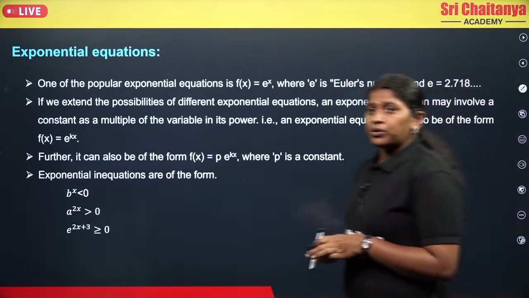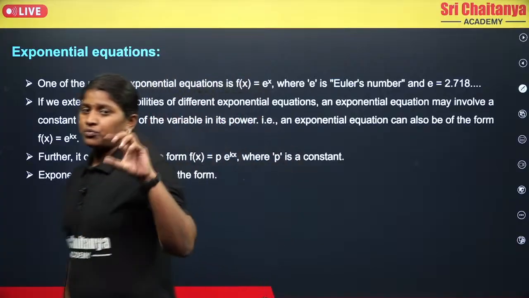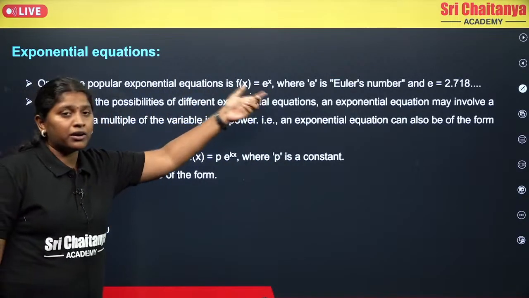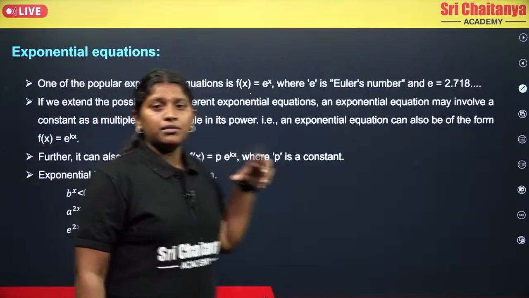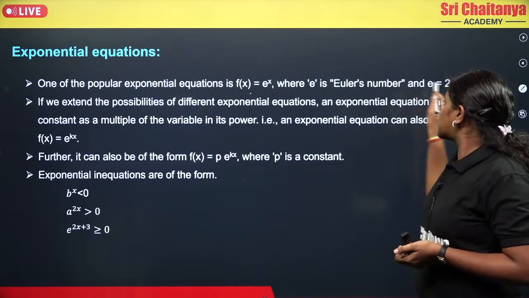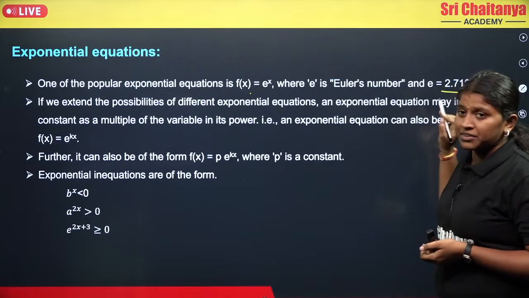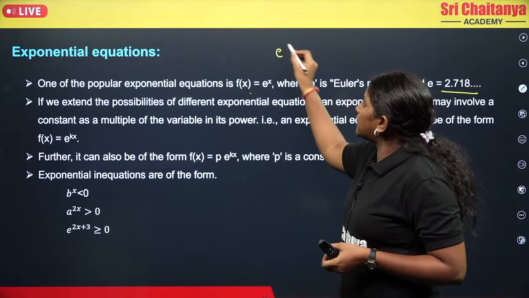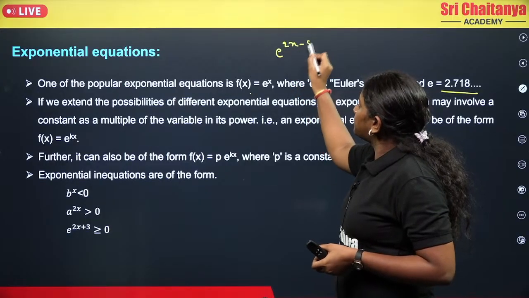Now moving to the next. One of the most popular exponential equations is e to the power x. Here e is the Euler number, which has a particular constant value, 2.718. Sometimes we have also seen equations like e to the power 2x minus 8, right?